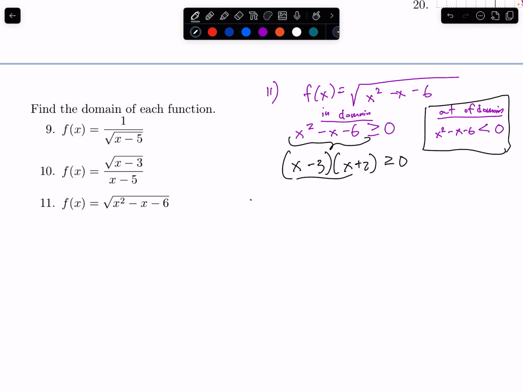If you want to double check, do some work on the side. X times x is x squared. X times positive 2 is plus 2x. X times negative 3 is negative 3x. And negative 3 times positive 2 is minus 6. So I get x squared minus x minus 6. Okay, that matches what it was supposed to be. So that side work is done, just double checking that I factored correctly.